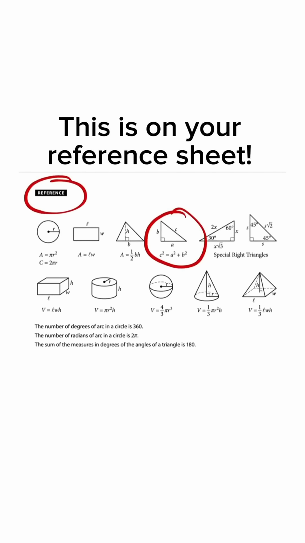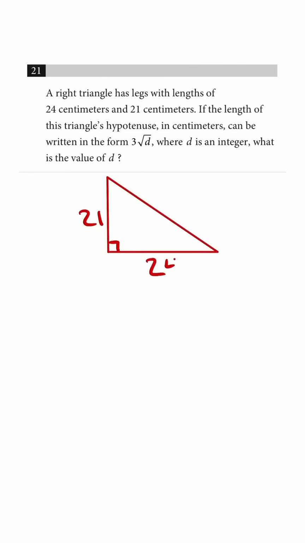Now let's look at an example of how this could show up on the SAT. Here we are given that a right triangle has legs of length 24 and 21 centimeters, and we are told that the hypotenuse can be written as 3 times the square root of d, where d is an integer. This is the most common application of the Pythagorean theorem, finding a missing side length of a right triangle.